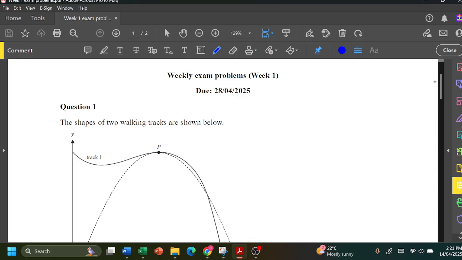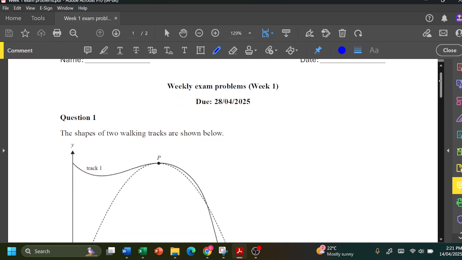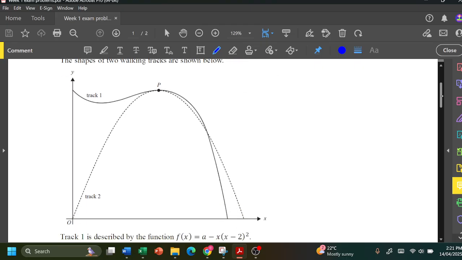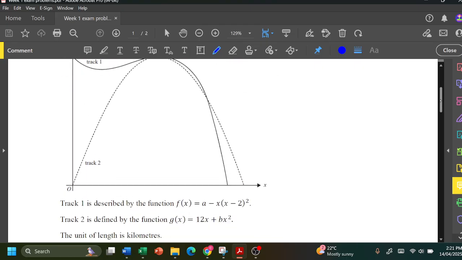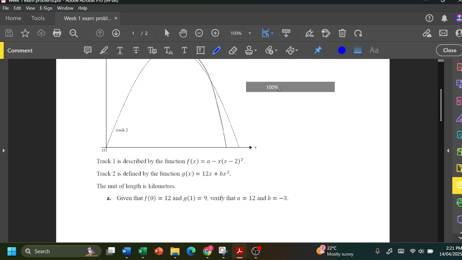So starting out, it's basically a three-part problem from the 2023 exam. It was one of the last problems on the exam, and it relates to calculus. So here we're interested in the derivative. It starts out by saying that the shapes of two walking tracks are shown below. Here's a picture of those walking tracks, and we're told that track 1 is defined by this particular function, and track 2 is defined by this function.